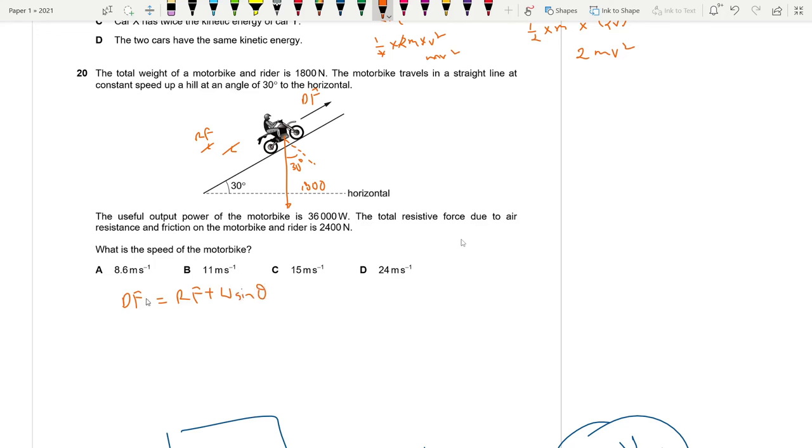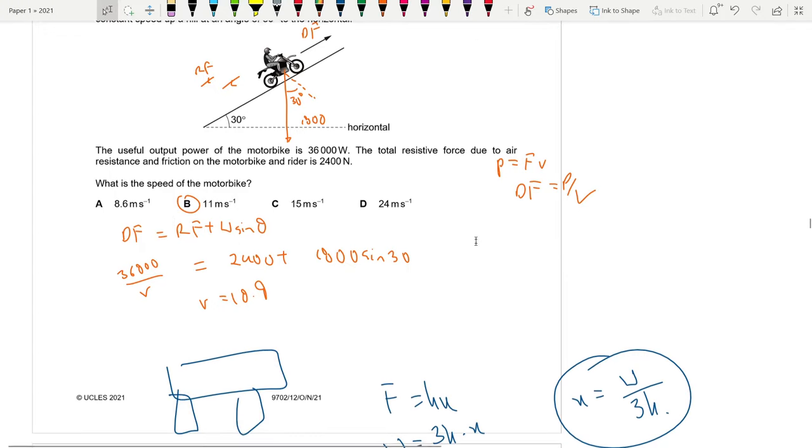So the driving force is basically, we know that P is equal to FV. So driving force is equal to power by velocity, right? So 36,000 by the constant velocity is equal to the resistive force of 2400 plus the weight 1800 sine 30. Get it? So 2400 plus 1800 sine 30, then 36,000 divided by answer. We're getting a value of 10.9. So the best answer is 11. 20 is B, 11.